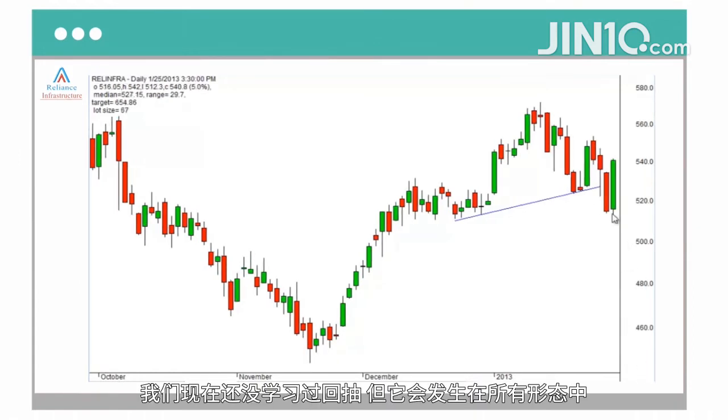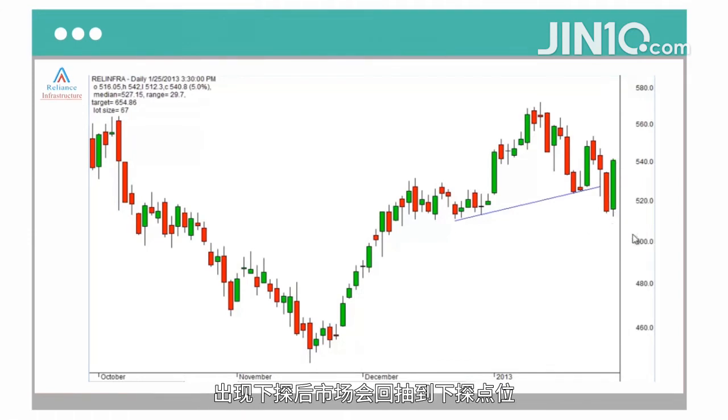Now, I know so far we've not discussed pullbacks, but it's something that happens with all patterns. As soon as you get a breakdown, the markets will return back to the point of breaking. Now, this is where most traders will get scared and run away. But that's not you. You need to stop and follow the plan. This is what the plan looks like.